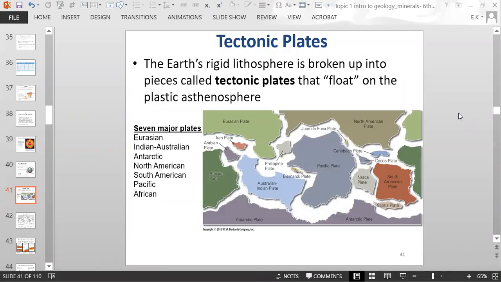So the next part is about tectonic plates. The Earth's rigid lithosphere is broken up into pieces called tectonic plates. These plates float on top of the plastic asthenosphere. So remember, the asthenosphere is a ductile solid layer. These rigid tectonic plates float on top of that. This map shows you the major plates: the Eurasian plate, the Pacific plate, the North American plate, South American plate, Antarctic plate.